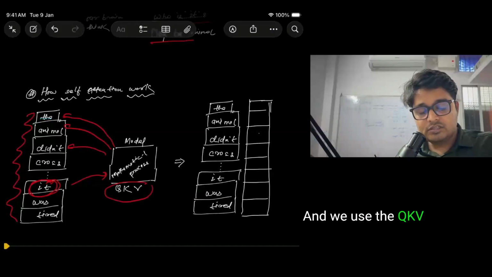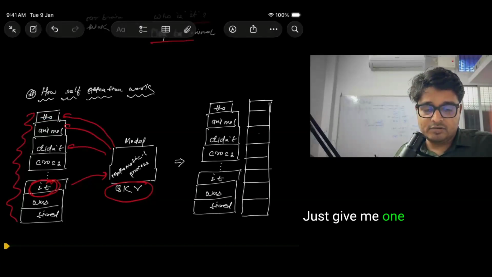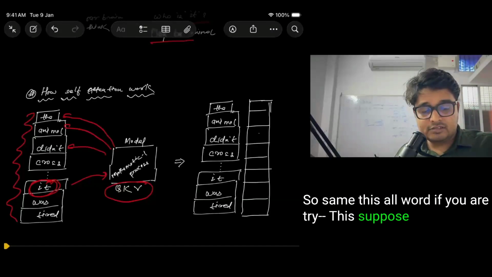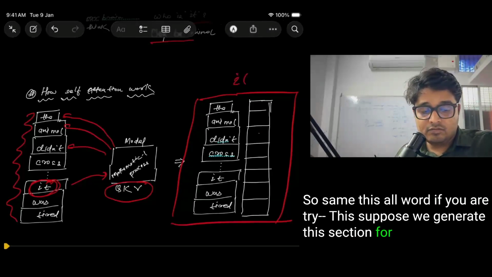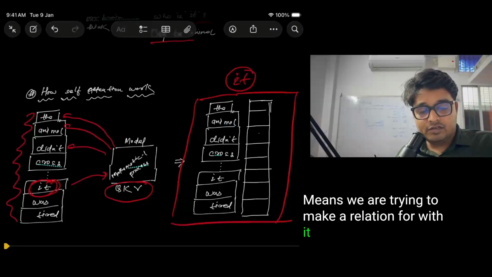And we use the QKV approach. I will explain this QKV approach later. Just give me 1 minute. Same for all words: suppose we generate this section for the word "it". It means we are trying to make a relation for "it" with all the words.